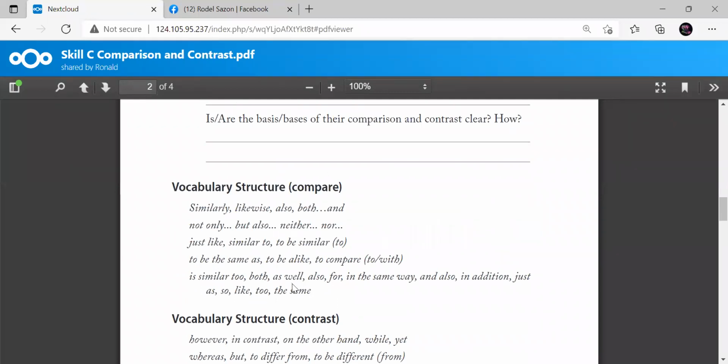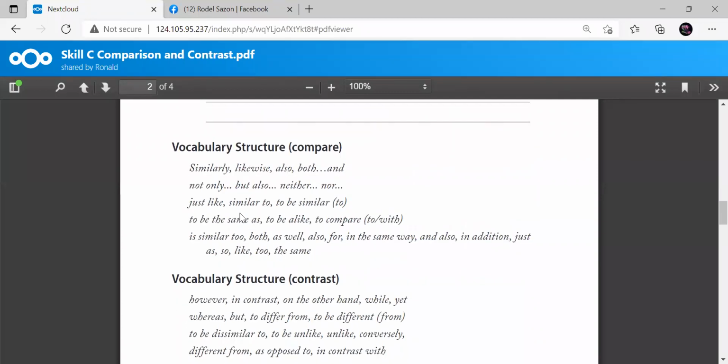Okay, so you notice from the given examples that these vocabulary structures are there: similarly, likewise, also, both, and not only but also. These are conjunctions. Correlative conjunctions: neither, nor, just like, similar to. And these are conjunctive adverbs. Some of them are prepositions as well: to be the same as, to be alike, to compare to, or to compare with. Is similar to, both, as well, also. For, this is a conjunction.